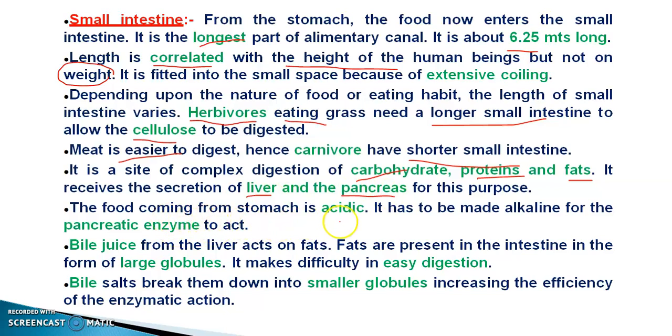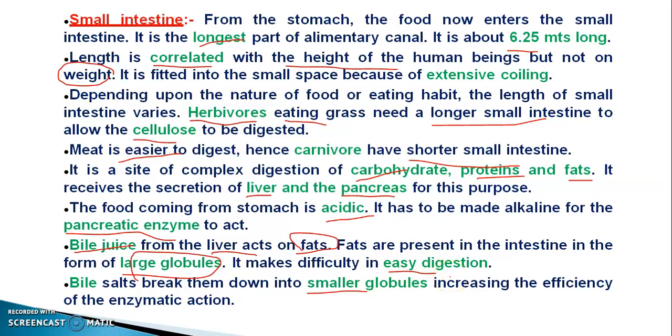Now the food coming from the stomach, that I told you, is acidic. The pancreatic enzymes make it alkaline. Here in the small intestine, bile juice from the liver acts on the digestion of the fat, right? The fat present in the small intestine is in the form of large globules, a bubble-like structure, so it is very difficult to digest, but this bile juice makes it easy, because it breaks the large globules into smaller globules and increases the enzymatic action of digestion.